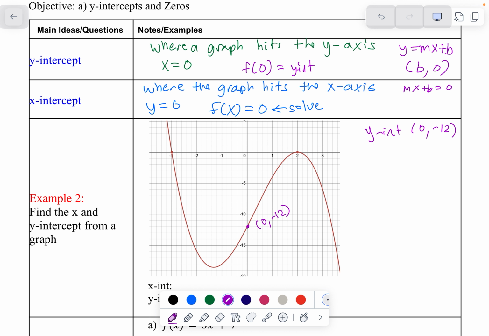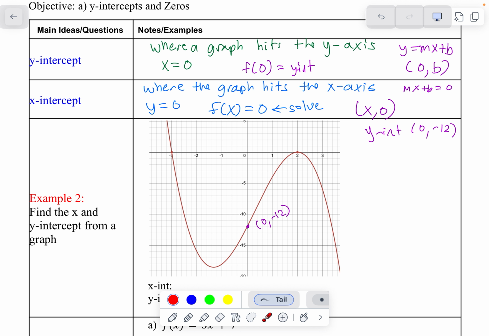I'm sorry, go back up to this. I'm so sorry. The y-intercept is of the form (0, b). I had them switched around. The x-intercept is of the form (x, 0), and it's a particular x where the function equals 0. So, sorry, I had this mixed up. Here is where the x is equal to 0. Here is where the y is equal to 0. Okay.